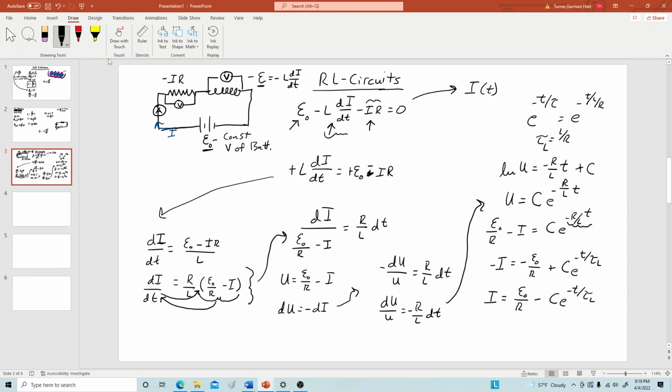But there's something that we still have yet to do, and that is evaluate the constant C. We have to evaluate the constant C. And to do that, we have to make note of what's going to happen.